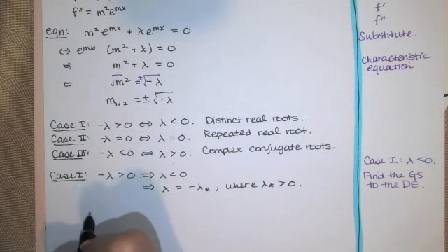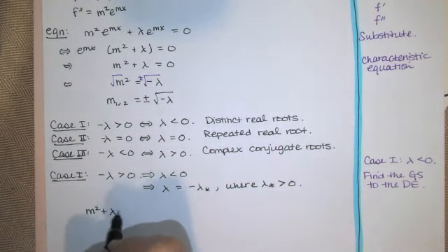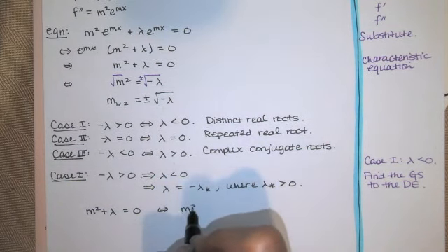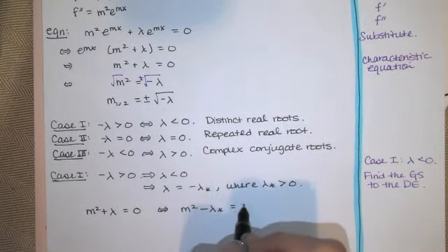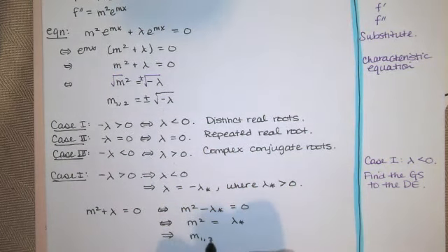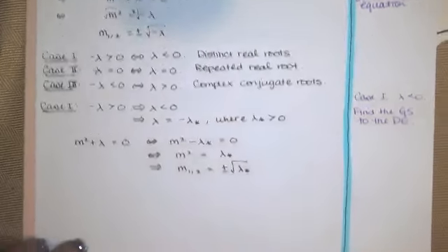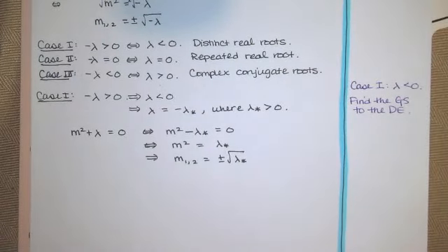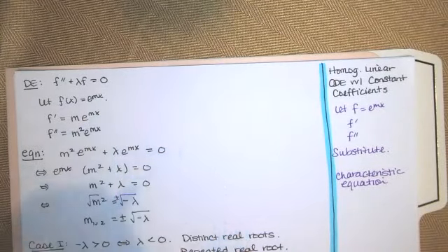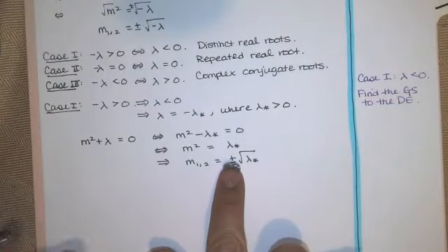In that case, my characteristic equation, m squared plus lambda equals 0, can now be written this way. That's m squared minus lambda sub star equals 0. So m squared equals lambda sub star. So m1 and m2 are both equal to plus and minus the square root of this positive constant. Now you could write your solutions as e to the positive square root of lambda sub star times x and e to the negative square root of lambda sub star times x, because we've got two distinct real roots here.